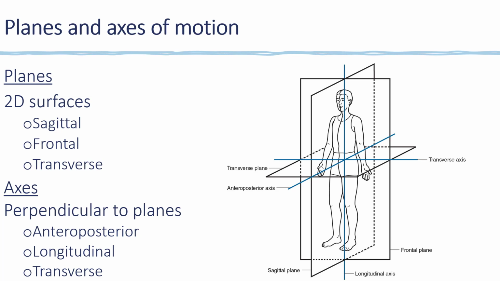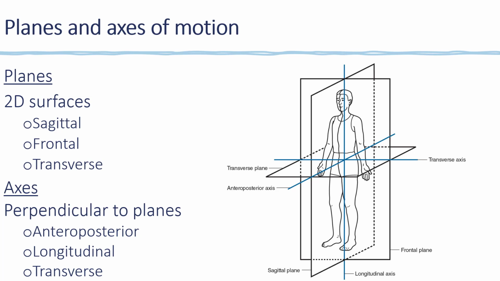Okay, so we also have to cover planes and axes of motion. There are 3 planes of human motion and 3 axes about which the motions occur. The planes are these sort of 2-dimensional surfaces, and the axes are perpendicular to the planes. The planes are useful in describing the relative movements of the body parts, and the axes are used to describe the lines around which these motions occur.